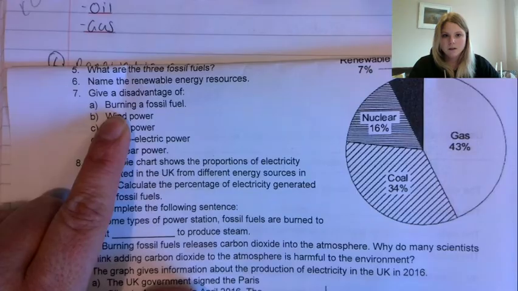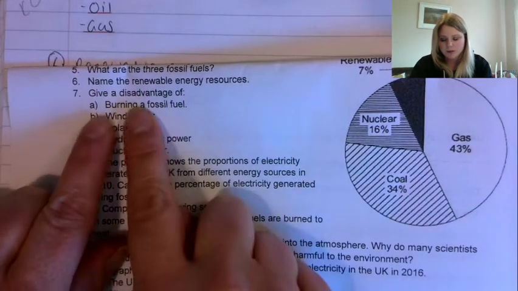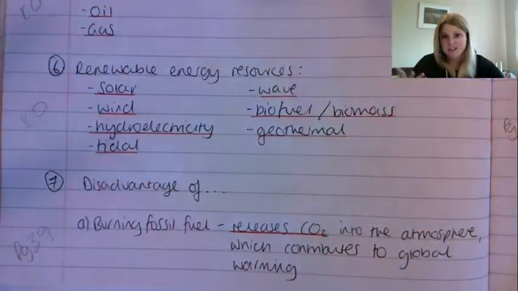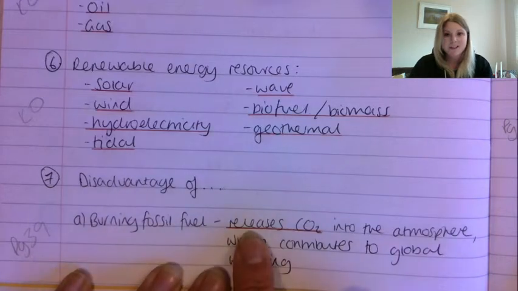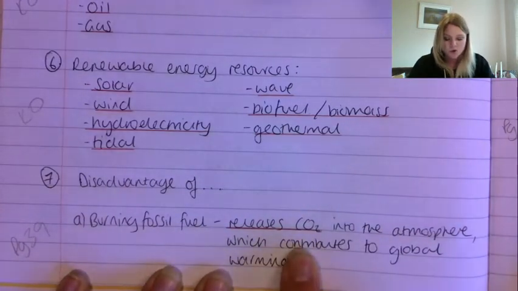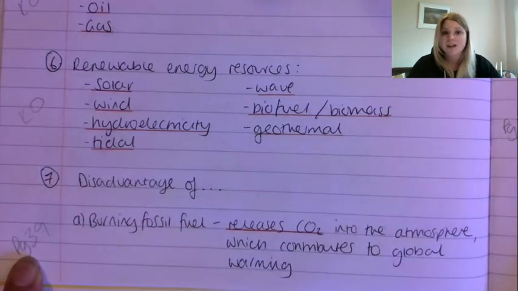Okay. So 7 was asking for a disadvantage of all of these things. So the first one, 7A, disadvantage of burning a fossil fuel. So I maybe haven't listed everything, but the big one is that burning fossil fuels will release carbon dioxide or CO2 into the atmosphere, and that's going to contribute to global warming. So you can see here I got that information from page 39 in the notes.